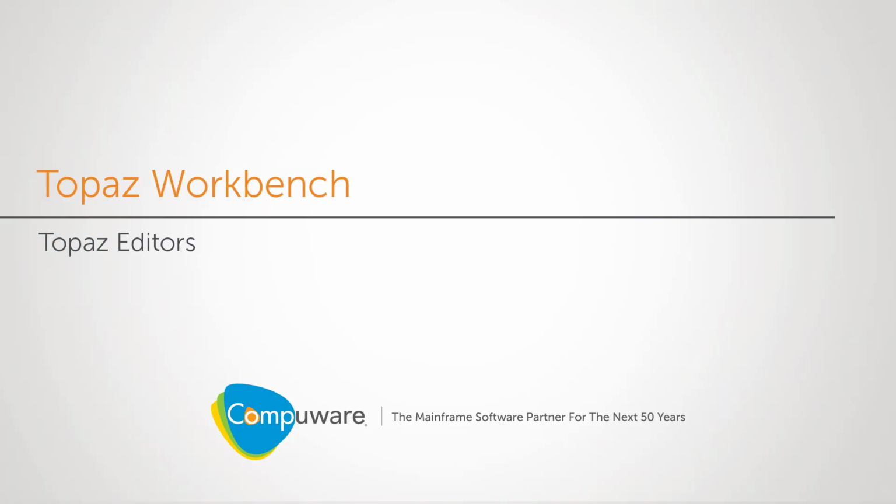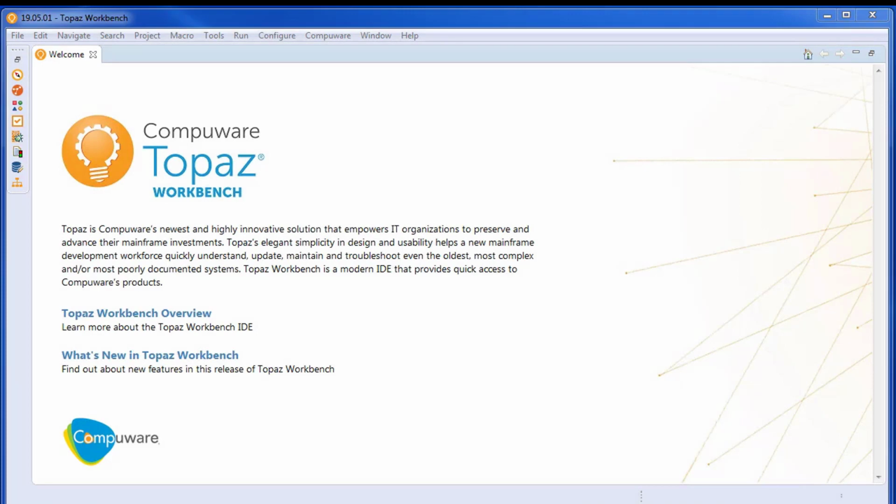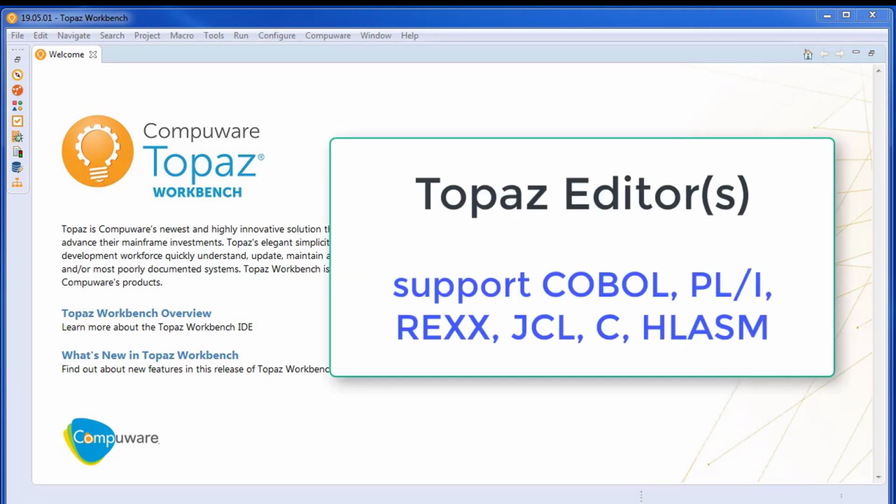Topaz Workbench 19.5.1 replaces the Compuware editor with a family of editors known as the Topaz editors. With this introductory release of the Topaz editors, it is still expected that users should use the Compuware editor powered by SlickEdit for copybook resolution and program analysis.